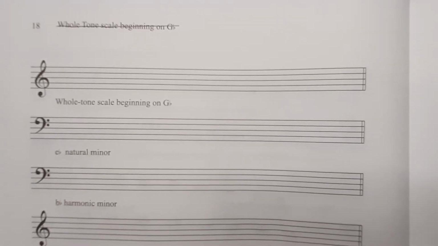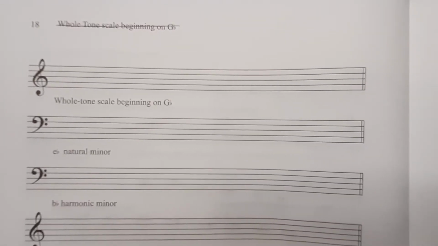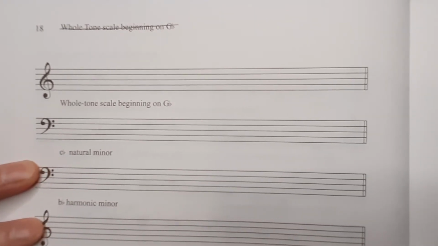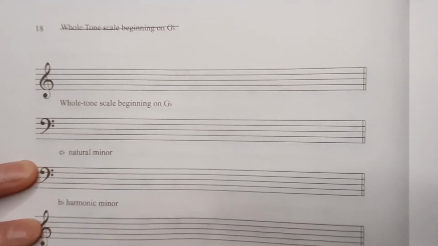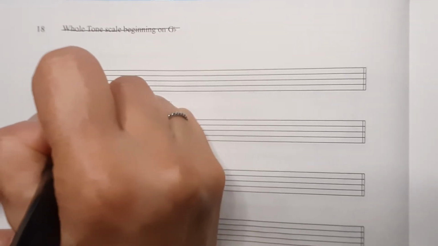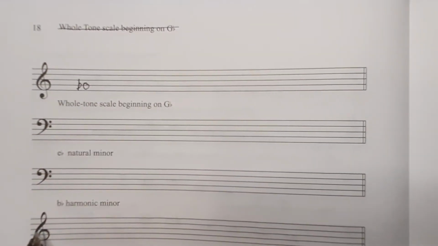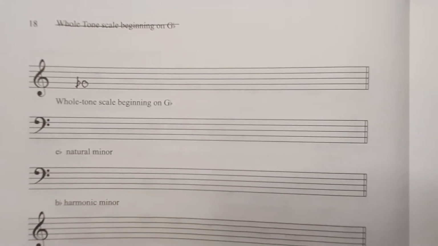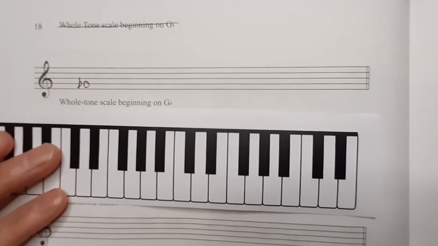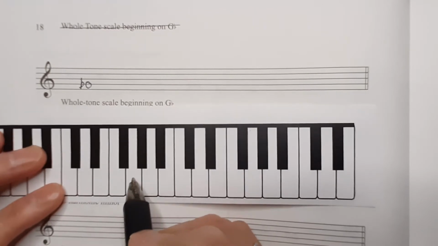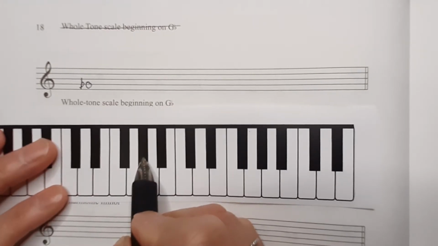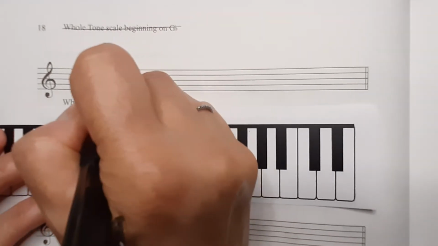Okay, now shall we do page 18 now? Okay, page 18. Now, whole tone scale beginning on G flat. It's a whole tone scale, 7 notes. Here's G flat. What's the whole step from G flat? In case you don't get it, you can use this. Here's G flat. 1, 2, half step, 2 half steps, right? Which is a whole step, which is A flat.